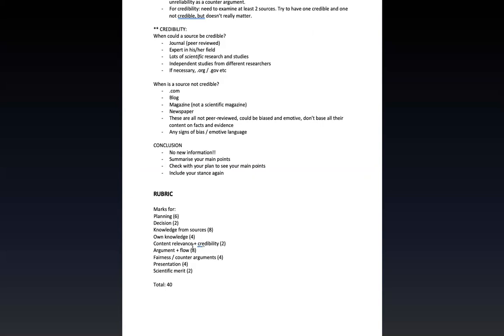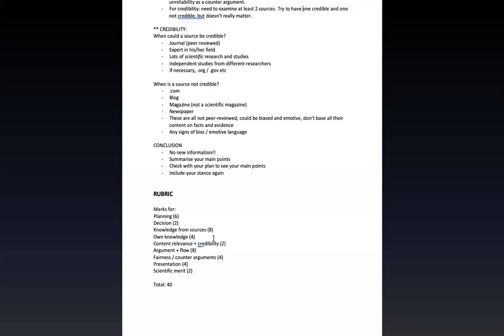For content relevance and credibility, that's only 2 marks that relate to: are the sources you're using relevant? So do these facts help your essay? Have you shown where the sources are credible, where they aren't? Obviously, you don't have to do this for all sources, but as I said, 2 or 3 is good. So acknowledge the quality of your sources. That's credibility. And are your arguments relevant? Do they actually relate to your topic? You're not just taking facts from the sources and writing them down without acknowledging why or why not they back up your argument.